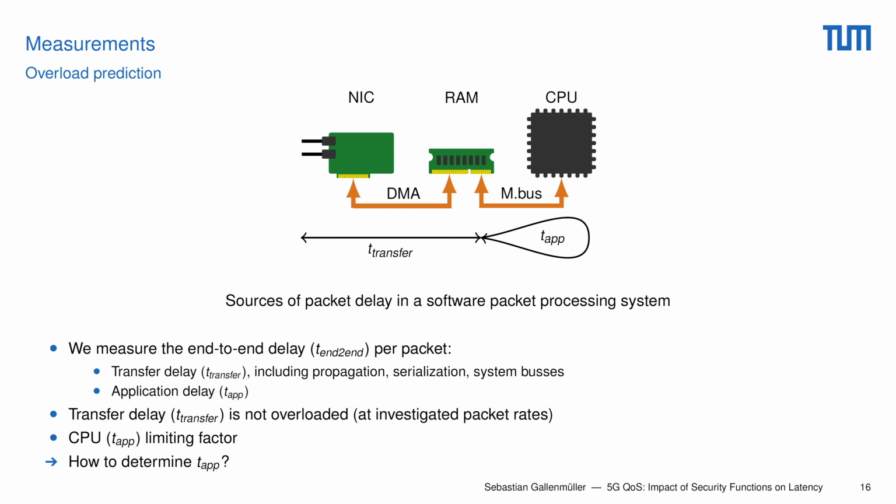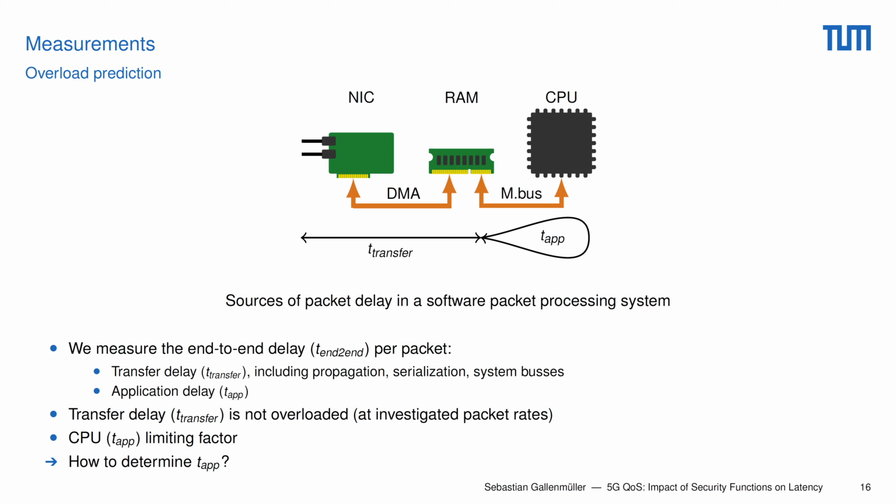So therefore we have a very high-level overview of our system architecture. We receive a packet on the network card, then it goes via direct memory access to RAM, and from there via the memory bus to the CPU. So we actually have two phases. We have the transfer phase, we call it. This is the phase where the packet travels through the system, which we cannot influence that much. And then we have the second component. This is called TApp. This is the application runtime. So this is what we actually can influence in software.